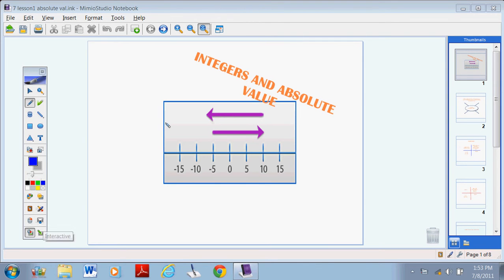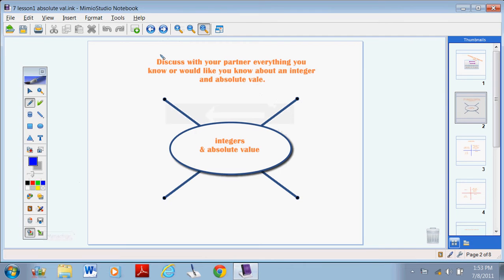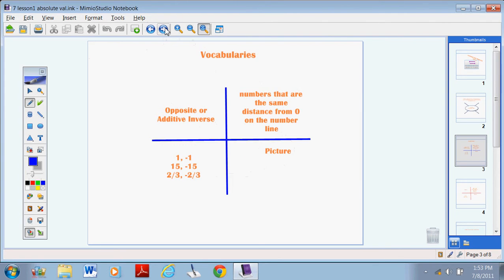Let's move on to the next slide. We discussed in class, those kids brainstormed about what they knew about integers. You can think about it for yourself, but for the sake of time, let's move on. Vocabulary for today: we have opposite, or additive inverse. Those are numbers that are the same distance from zero on the number line. For example, we have 1, -1, 15, -15, 2/3 and -2/3. If you notice, those are the same distance away from zero.